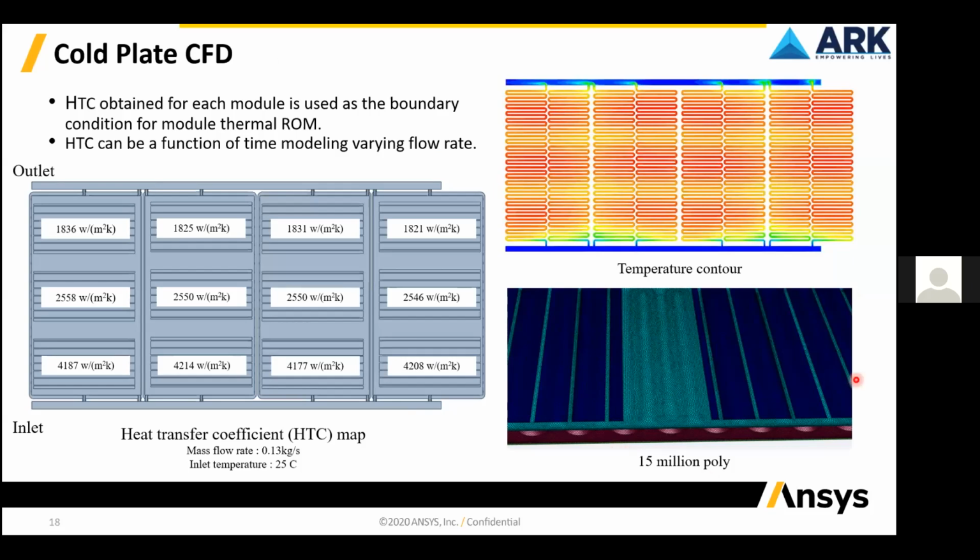If you see this complete battery pack, how the temperature is varying from inlet side to outlet side, and how we can optimize all those things can be very easily done over here. So CST can be a function of time modeling at different flow rates. Those things can be easily modeled at different mass flow rates and at varying temperature conditions as well.